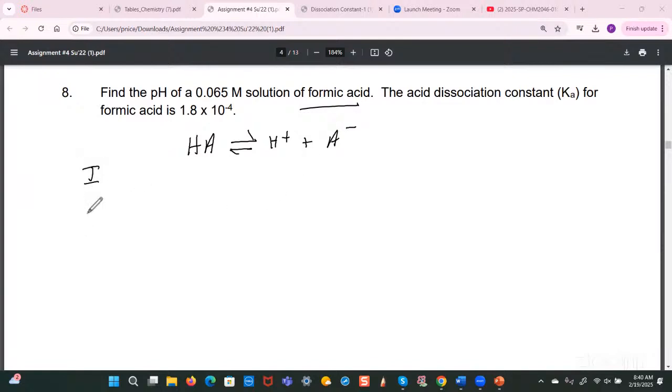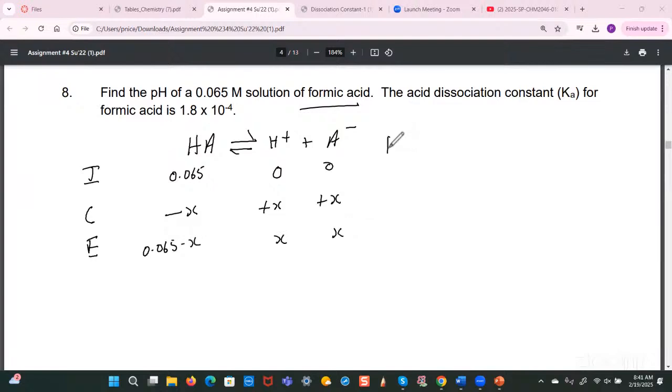You're going to construct a nice table, right? So what would be the initial concentration of HA that you would put here? 0.065. And the initial concentration of H plus and A minus would be 0 and 0 respectively. And then what do we put in this line down here? Minus X for the HA, plus X for the H plus, and plus X for the A minus, right? So to get the terms down here, you're going to add the first line to the second line. This becomes 0.065 minus X, this becomes X, this becomes X.